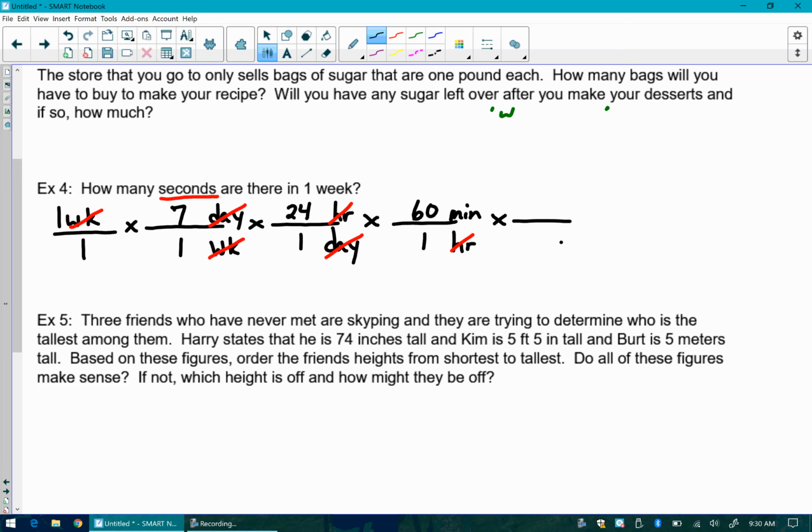Get rid of those minutes. Minutes on the bottom. And you know how many seconds are in a minute. And we know that there are 60 seconds in 1 minute. This is how I know to stop, because now at this point, every single unit has canceled out along the way, and I'm sitting at the end with the unit that I was trying to get, which are seconds. And now at this point, you're putting in your calculator 1 times 7 times 24 times 60 times 60. You should get a large number.